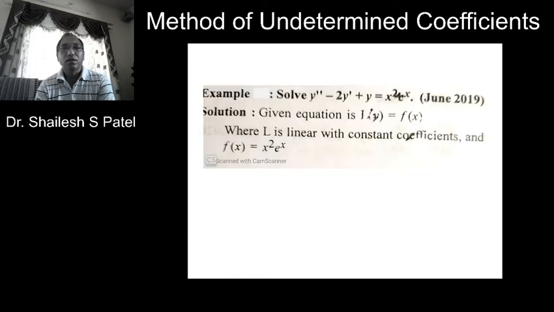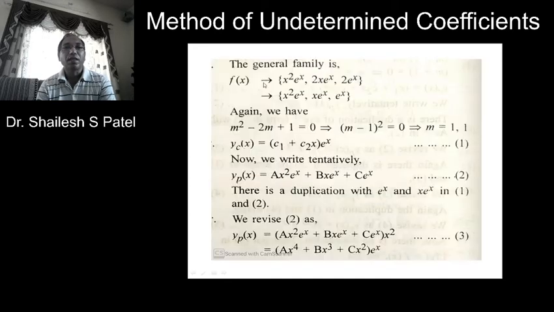Here is an example for your practice. Solve y double dash minus 2y dash plus y equal to x² e raised to x. As usual, write down the given equation as L(y) equal to f(x), where f(x) equal to x² e raised to x, that is the right hand side. Then find out its family by finding the derivatives: x² e raised to x, 2x e raised to x, 2 e raised to x, and so on.